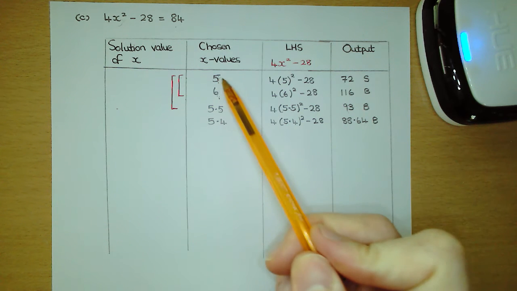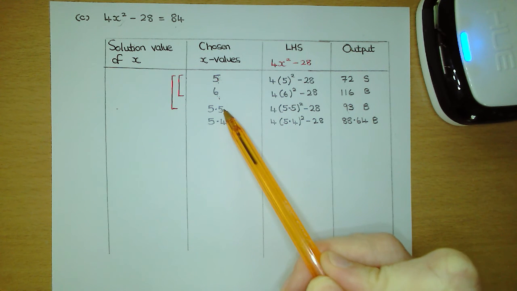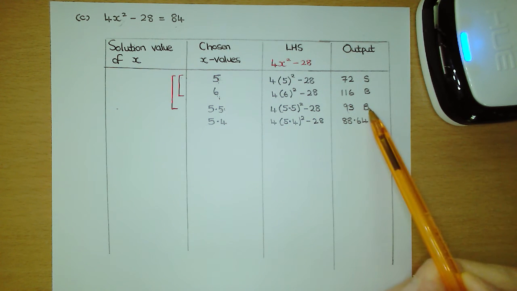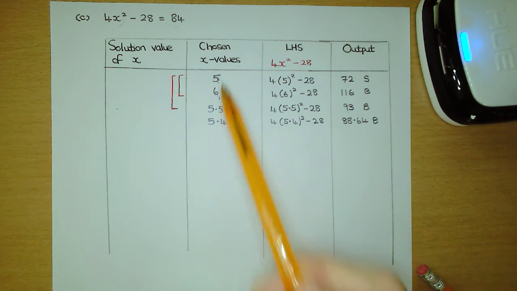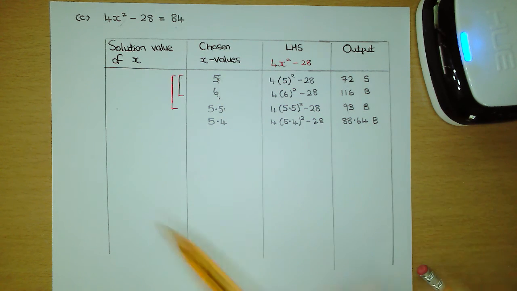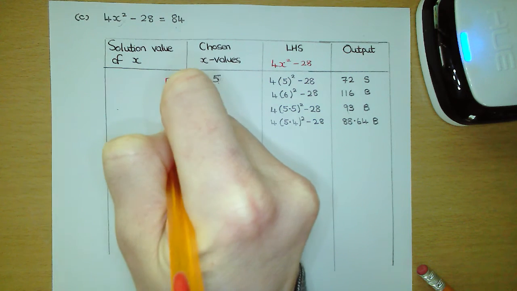So the gap used to be between 5 and 5.5. When we chucked in 5.5, the output was bigger, but now when we chuck in 5.4, the output is bigger. So the gap now has shrunk again. It's now between 5 and 5.4.